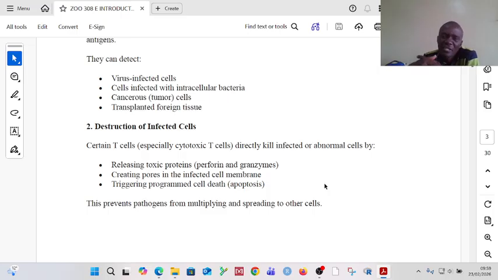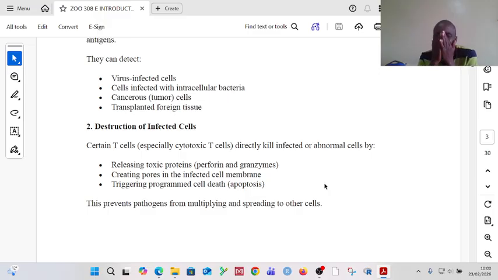The other way in which the cytotoxic T cells can destroy either a cell which is infected or a cell which is abnormal is by creating pores in the cell membrane of whichever cell that is either infected or abnormal. They make holes on the cell membrane of that particular cell. Okay, so because of those pores, the contents of that cell will pour out. Then the cell will not manage to survive, but it will die.